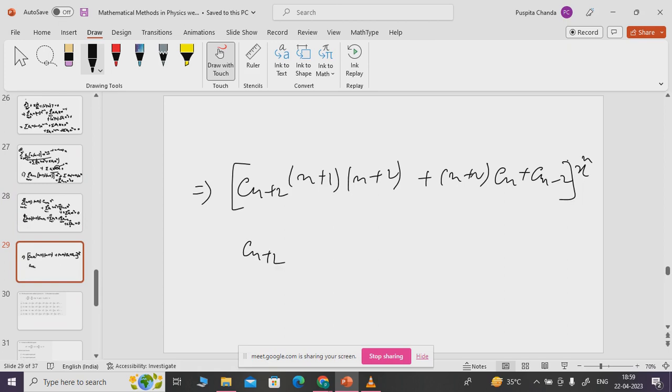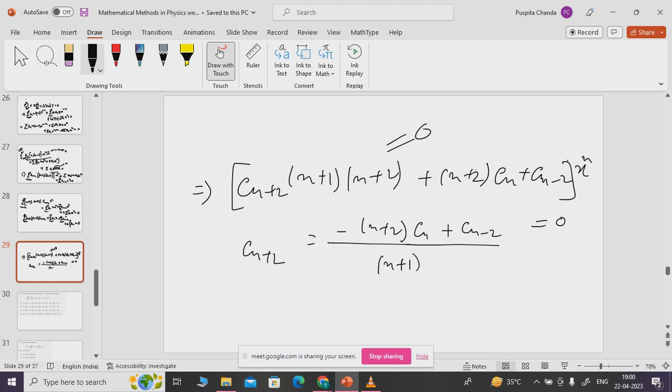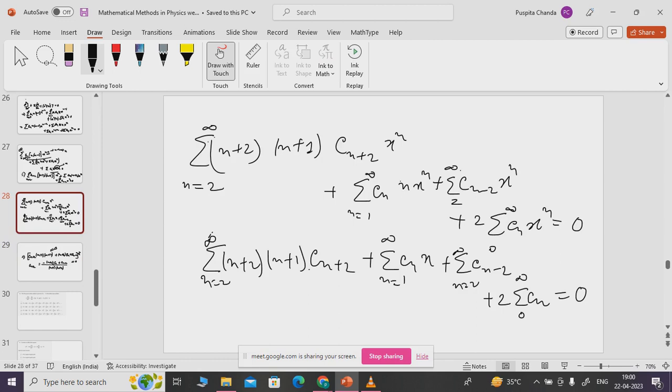So the recurrence relation will be something like this: 2 minus n plus 2 c to the power n plus c n minus, it is 0. So now if we equate the coefficient of x to the power n on the left hand side and right hand side, the right hand side is 0, so this thing should be equal to 0. From that we get a coefficient recurrence relation, which is this. And from here it is n is equal to 2 to infinity, it is 1 to infinity, it is 2 to infinity, and again it is 0 to infinity.